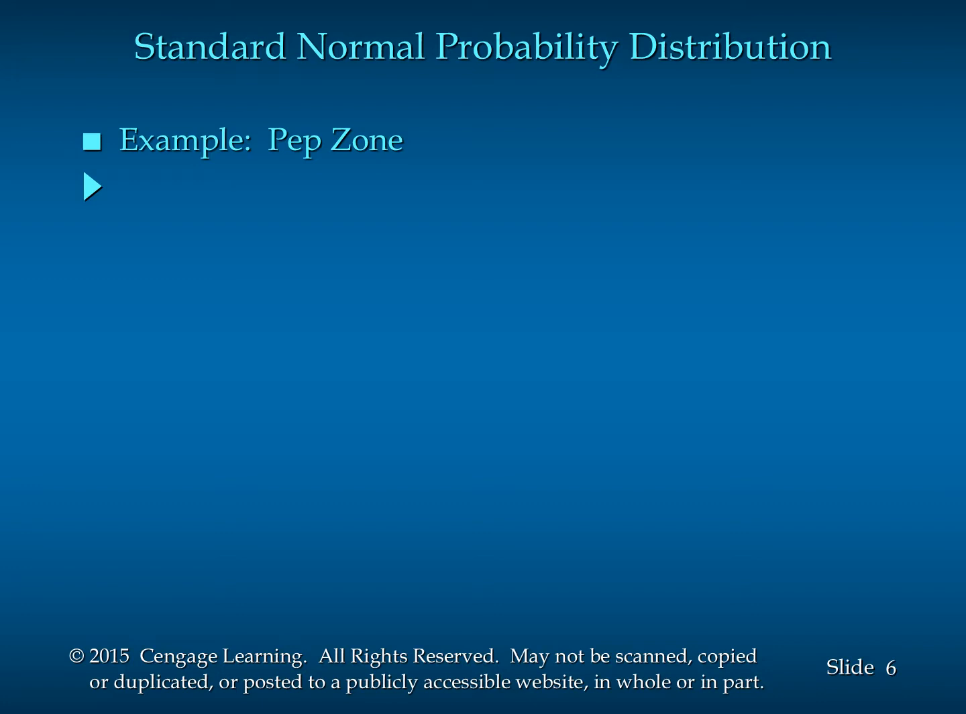The key to determining the probability in any interval in a normal distribution with mean and standard deviation is to convert it to the standard normal, or the z distribution. This is best explained with an example.